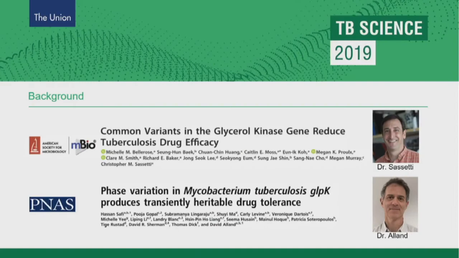Recently, 2 papers were published about glpK and MTB. The first one was done by our group and Dr. Chris Sassetti's group. We found that a common variant in the glpK gene reduced tuberculosis drug efficacy. Almost at the same time, Dr. Allen's group published a paper saying that a phase variation in the glpK gene of MTB produces a transiently heritable drug tolerance. The results I'm going to show you today are an extended analysis based on the findings of these 2 papers.